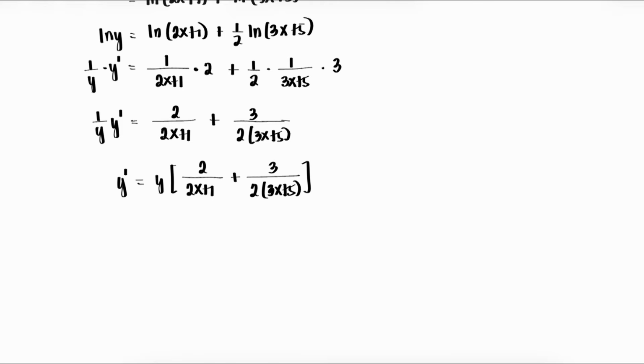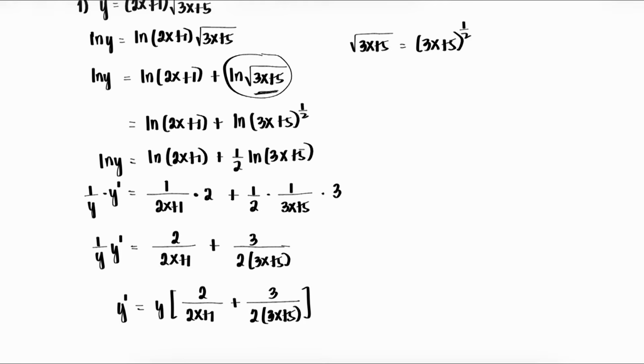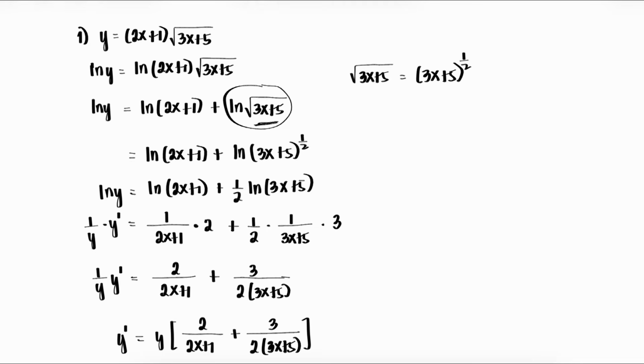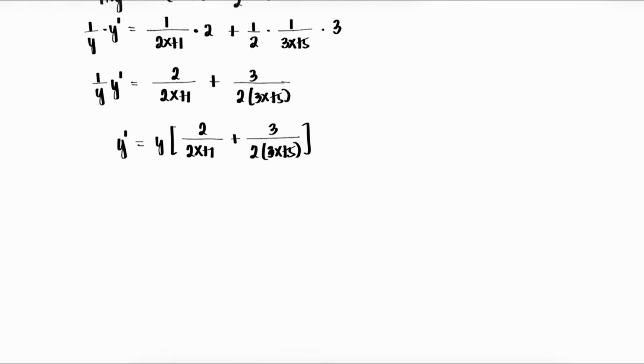And then we have to express y in terms of x. And from our given, y is equal to 2x plus 1 times the square root of 3x plus 5. So we're going to change this, 2x plus 1 square root of 3x plus 5, times 2 over 2x plus 1, or we can actually find the LCD right here. Okay, let's find the LCD, write it as a single fraction.